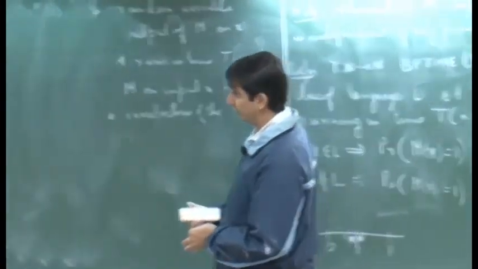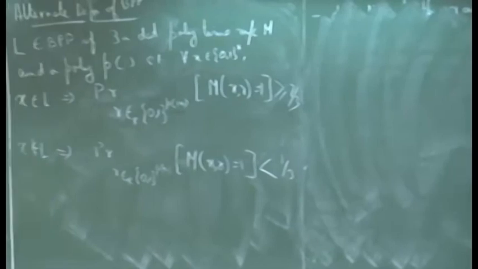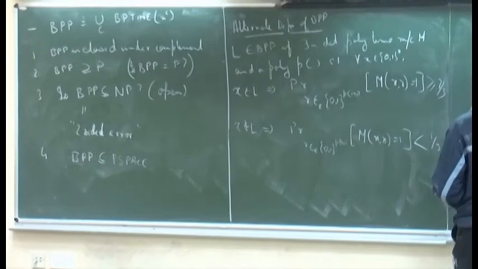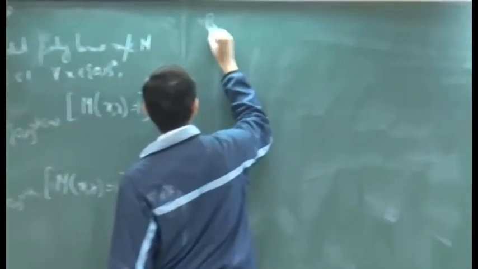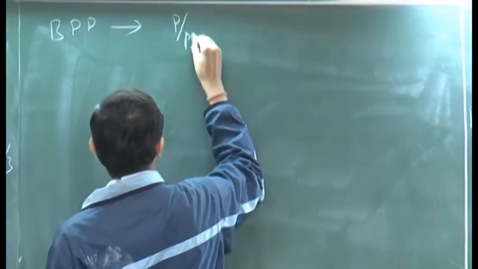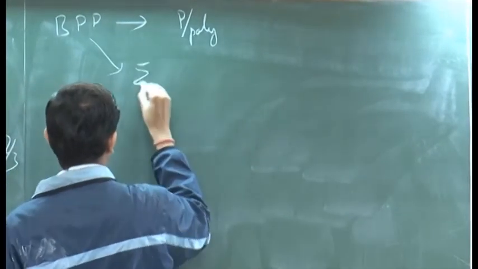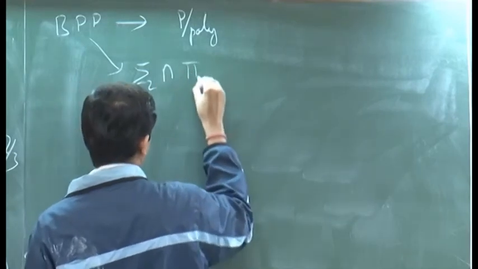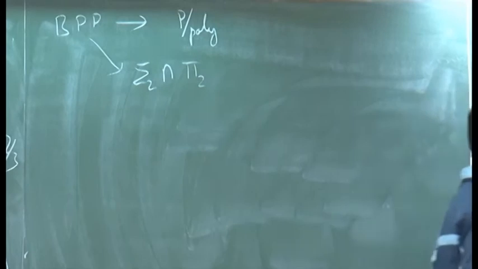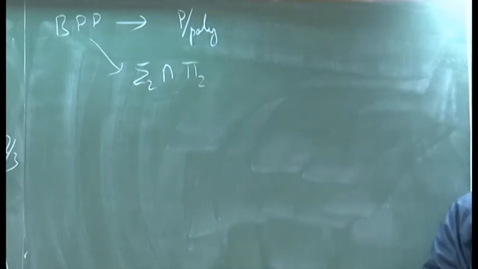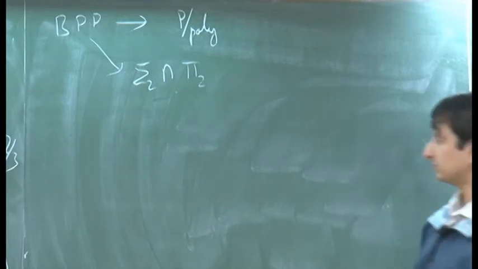And as we shall see, not only is PSPACE an upper bound for BPP. We will see this after midsem, that BPP is also known to be contained in the class P/poly, as well as in the second level of the polynomial hierarchy. So, in fact, in the intersection of these two classes. It is not known whether it is in NP, but it is known that it is contained in the second level. So, we will see these results after midsem. Okay.